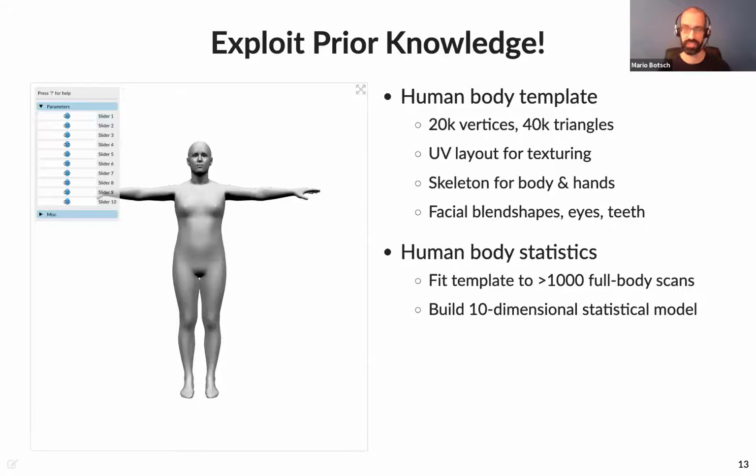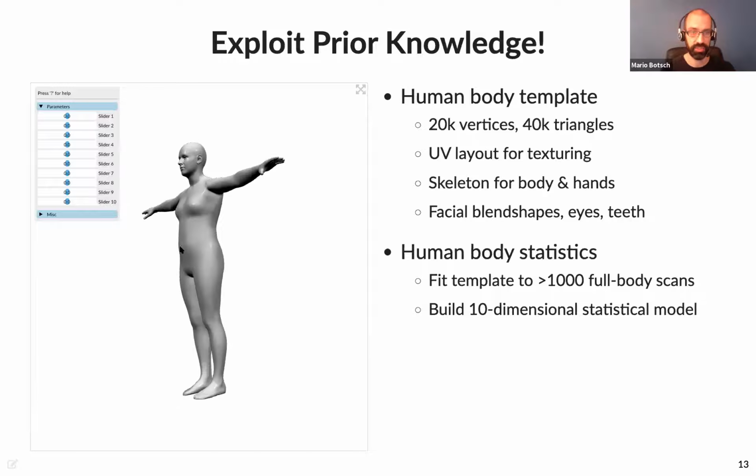And then we can do statistics. So we do a simple principal component analysis. The space is 20,000 vertices, and every vertex has an X, Y, and Z coordinate. So every mesh is a 60,000 dimensional point in a vector space, and you do PCA.